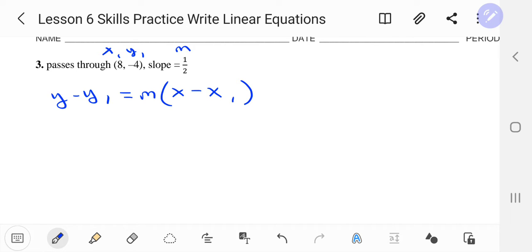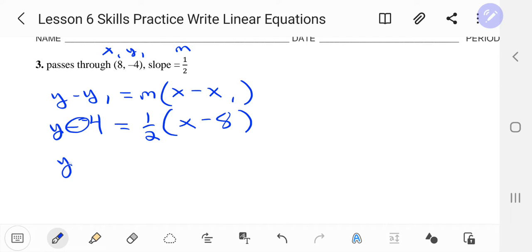Here we go. Let's give it a shot. y minus y1 is negative 4. Slope is 1/2. Uh-oh, fraction time. x minus 8. All right. We got to rewrite that. Okay, there we have nice and neat point slope form.